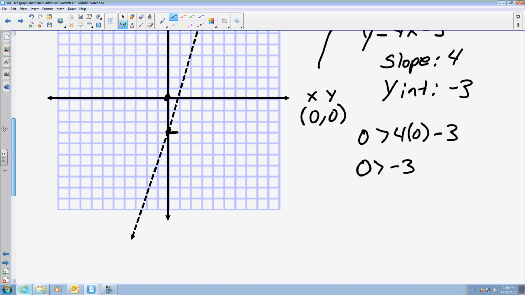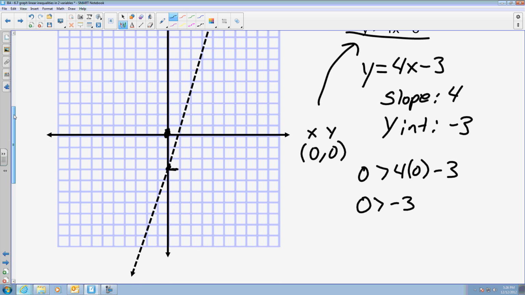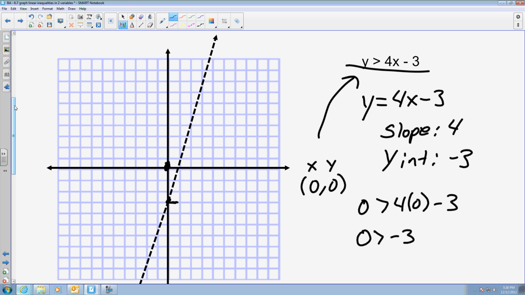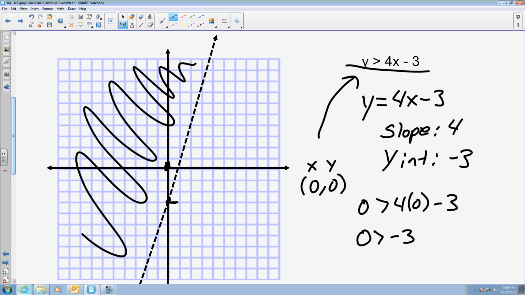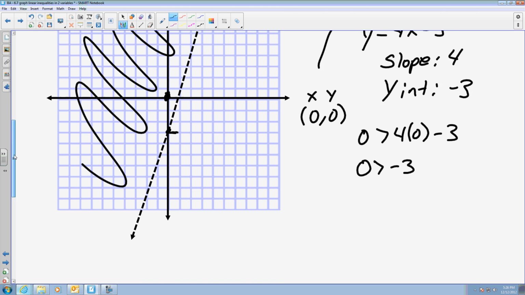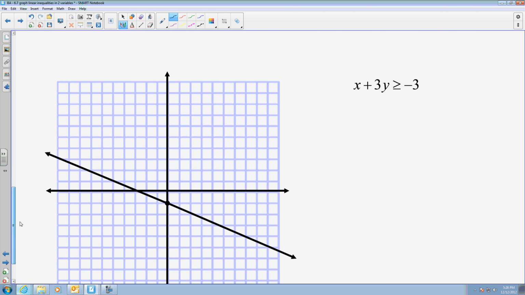So if you picked a point, which we did, on the left-hand side of our boundary line, and that holds true, that means we get to shade this side. If (0, 0) was a false statement, then you would have shaded the other side. Okay? Let's look at another example.